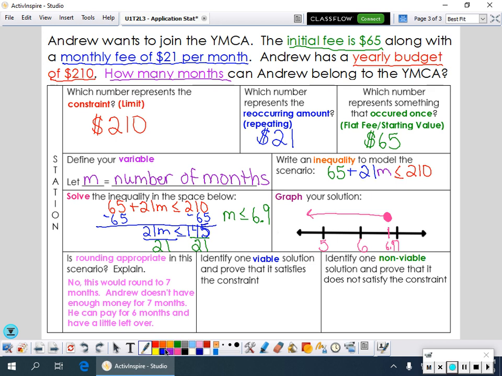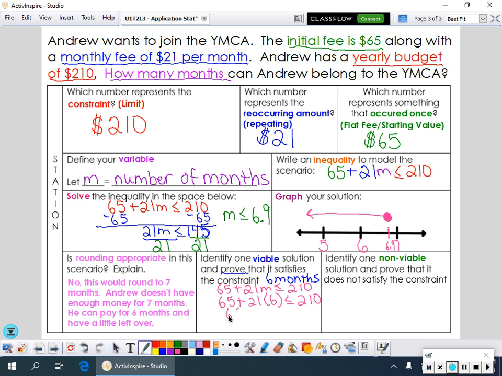So when we're asked for a viable solution, remember, a viable solution is a solution that would make this inequality true. And so what I'm going to say is a viable solution for this would be 6 months. He could join this YMCA for 6 months, and then I have to prove it. So to prove it, I'm going to take that inequality, 65 plus $21 every month, that needs to be less than $210. So I'm going to take my 6 months and plug it in, which means it's $21 every month for 6 months. And what I'm going to hope is when I find this answer, it's less than $210.